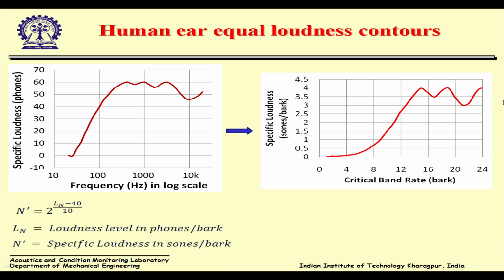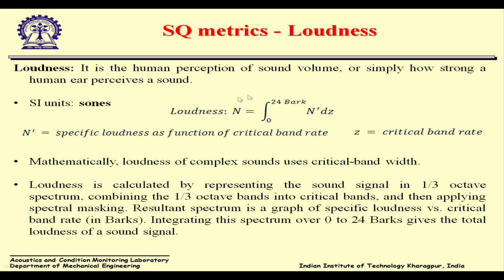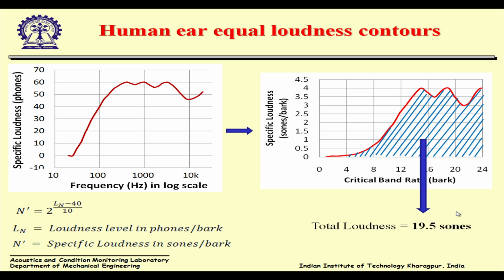And this gives us the specific loudness, which means that at so and so frequency or so and so critical band, this will be the loudness. So it's the specific loudness at individual frequencies. And so the total loudness of that 60 dB sound, from the previous formula that I had, is the area within the curve. So this is the total loudness, and this is how the loudness calculation is done. So the same broadband 60 dB sound has now become 19.5 sones, which is the SI unit of loudness.